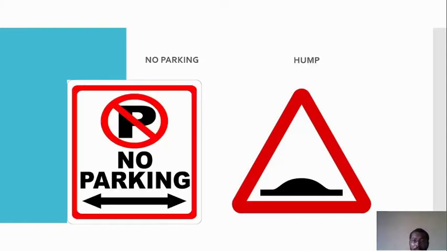Now the next is no parking. It means that when you're driving, you don't have to park. Sometimes when you join your parents to go to the bank, you see that when they get to a certain spot, you see the symbol there, no parking. It means that nobody is meant to park in those areas.